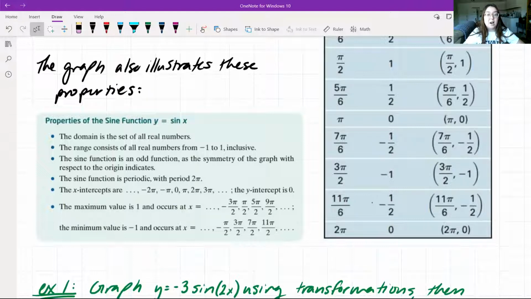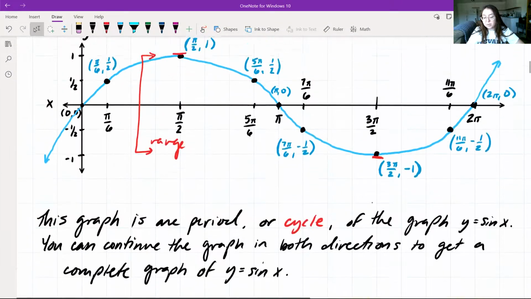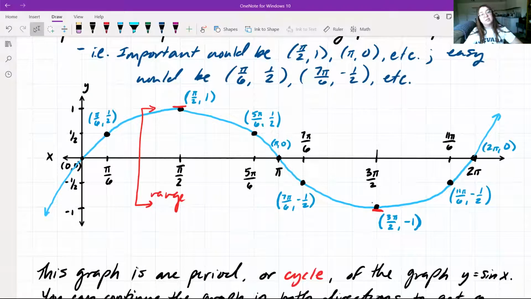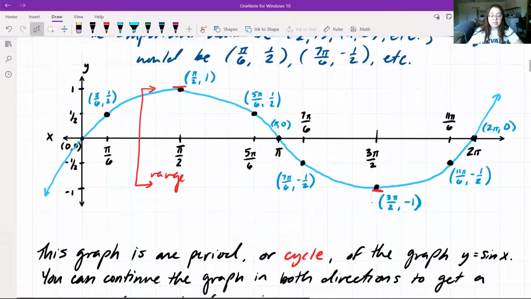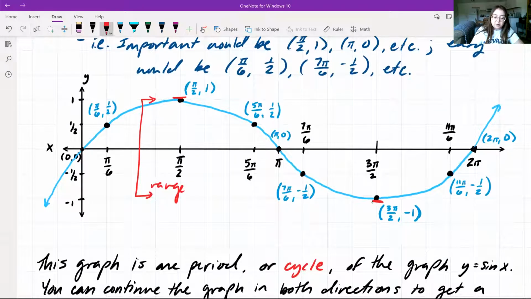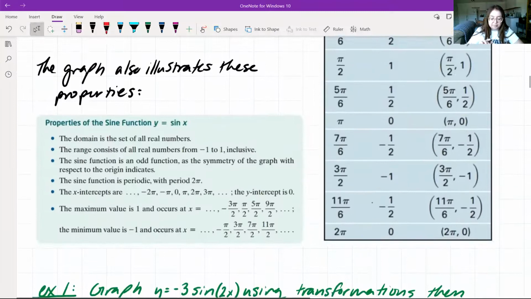The sine function is an odd function, as the symmetry of the graph with respect to the origin indicates. So our function is odd. We also know that it is odd because if we plug in a negative x value, our sine function will then be negative. That's another way that we know it's odd. But we also know it's odd because it is reflected about the origin. Since we see that it is flipped, since on the positive side of the origin, we have this increasing slope, and on the negative side of the origin, we have a decreasing slope. So it's reflected about the origin.